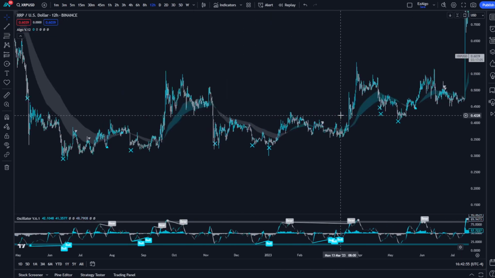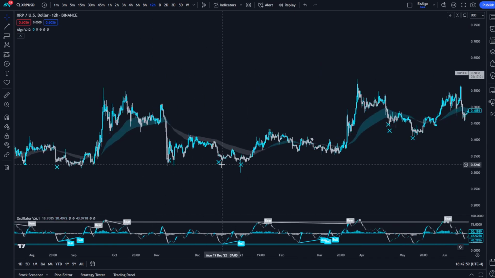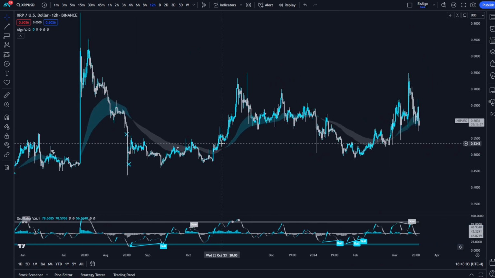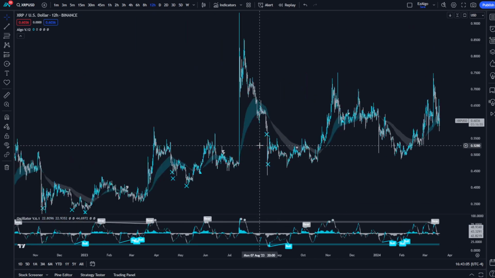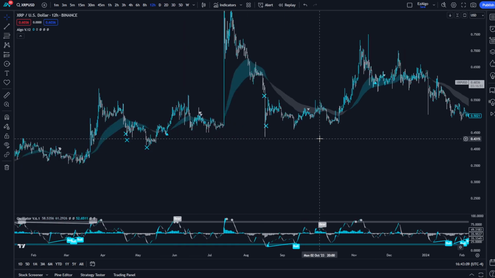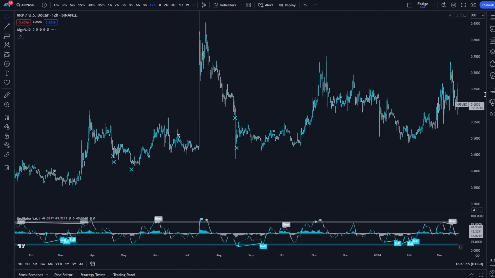As you can see, every time the algorithm flashes a signal, price is near a relative bottom, right? It's showing when price is extremely overextended to the downside. We are also in a bull run. So this is where you want to be accumulating, adding to your spot position, or opening some low leverage long positions. Turn off the trend cloud to make it a little bit more clear.